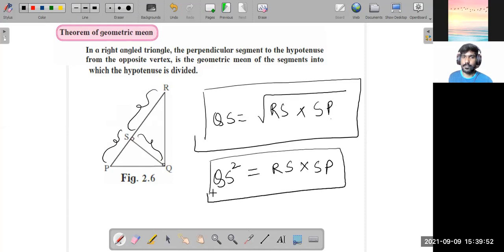How did they do that? See, when you take the square, this side becomes square root only, so QS is equal to square root of this. Oh, okay. So it's just a way of writing it. But remember the first formula only.